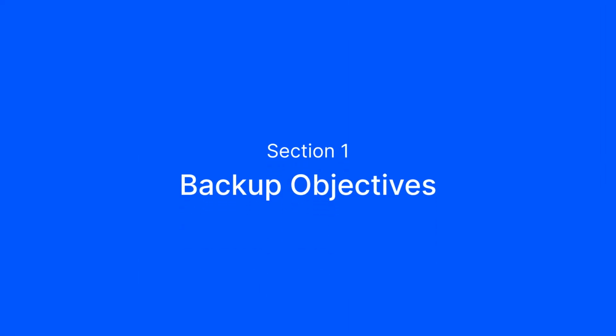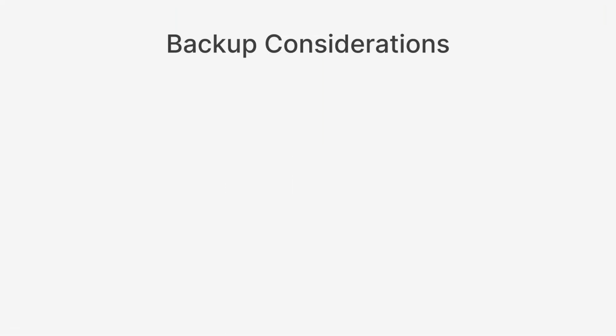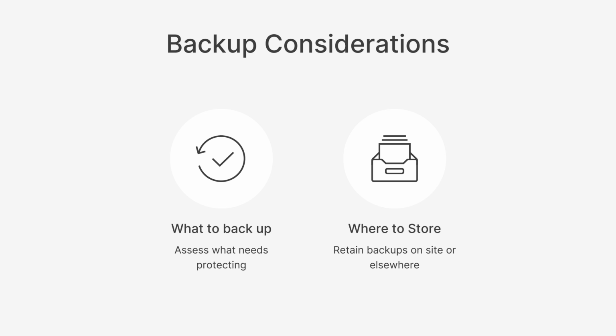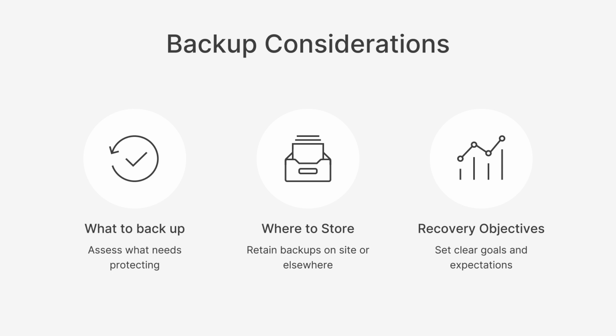Moving on into section 1, taking a look at our backup objectives, our goals before laying out our backup solution. Now, in terms of your backup considerations, you first want to begin by taking a look at what you want to back up. You need to assess what needs protecting first, and you need to choose where you want to store that backup data. Once all of that is in place, then you can begin to decide on your recovery objectives for the different things you're trying to protect, because different elements like a workstation versus something like a file server may have different recovery requirements for your organization.